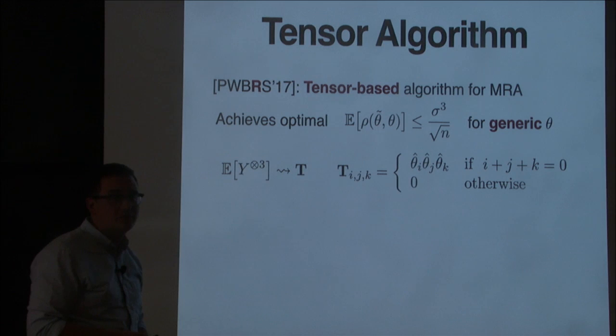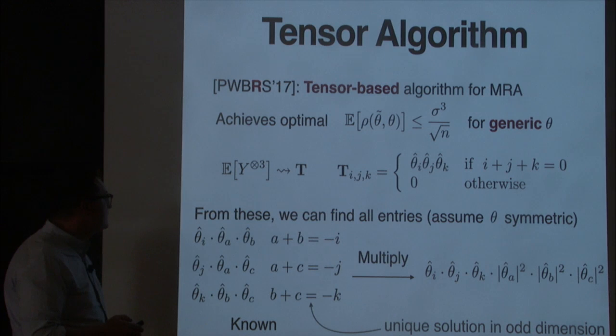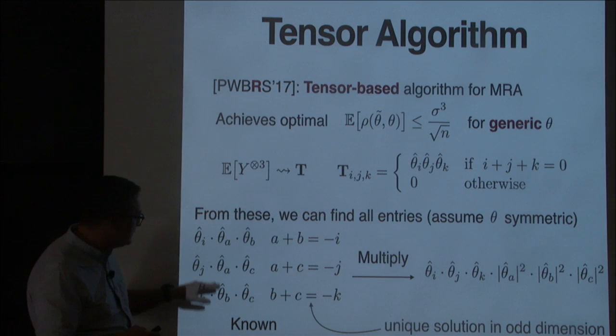Okay, so from there, I want to extract theta hat. Can I do that? And the answer is yes. I'm going to assume for simplicity that theta is symmetric. And so this is how you do it. I'm going to consider three entries that are actually present in this bispectrum, right? So theta I, A, B, where I need A plus B equals minus I so the sum is equal to zero, theta J, A, C, and theta K, B, C, okay? And I need all those three indices to sum to zero, so they're actually present.